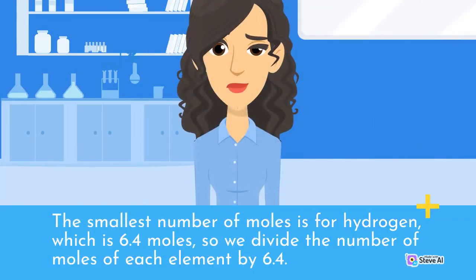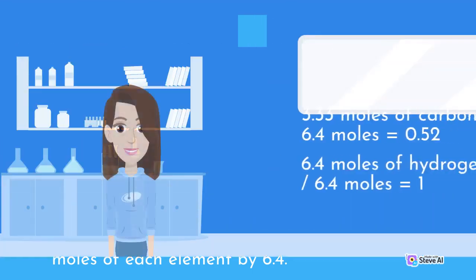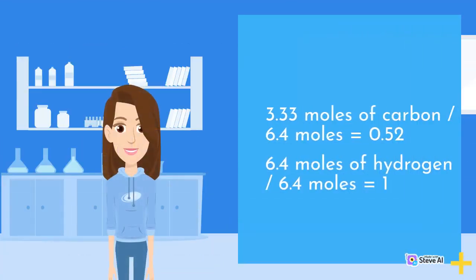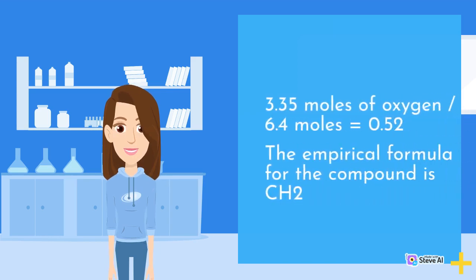The smallest number of moles is for hydrogen, which is 6.4 moles, so we divide the number of moles of each element by 6.4. 3.33 moles of carbon ÷ 6.4 moles equals 0.52. 6.4 moles of hydrogen ÷ 6.4 moles equals 1. 3.35 moles of oxygen ÷ 6.4 moles equals 0.52. The empirical formula for the compound is CH2.